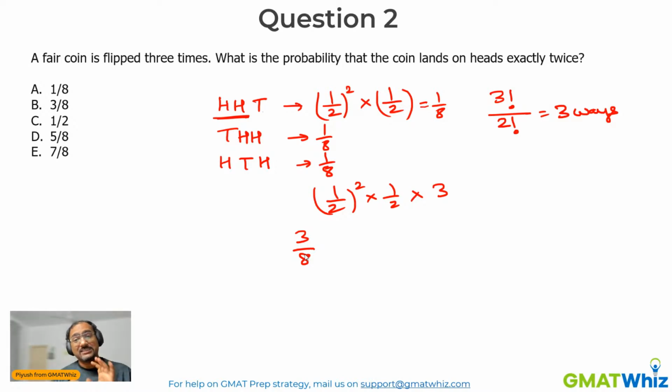Now, in this question, this is a very straightforward question, nothing complex about it. But sometimes people make this rookie mistake that they don't multiply by 3. They just do half squared into half, and they say 1 by 8 is the answer. And that's a trap, basically. Understand that your arrangement will also become important, because 2 heads and 1 tail can happen in 3 different ways on a coin.